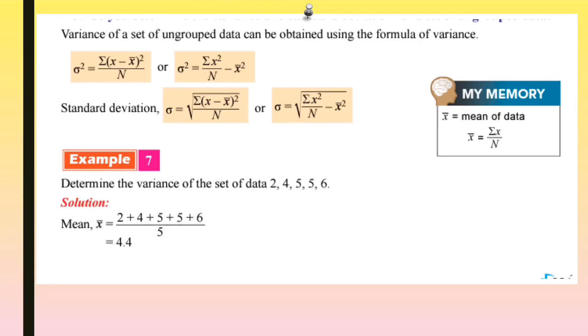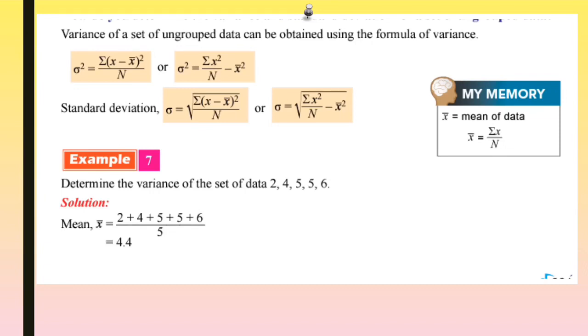Let's discuss the formula for variance and standard deviation. So we want to find the variance for the set of data 2, 4, 5, 5, 6. First of all, you notice that if you want to find variance or standard deviation, the first step is you must find the mean. Mean means you take all the data, 2 plus 4 plus 5 plus 5 plus 6, divided by 5. So the mean is 4.4.